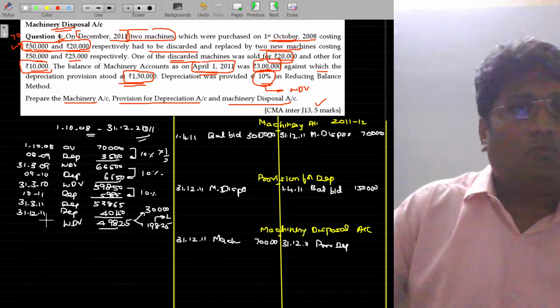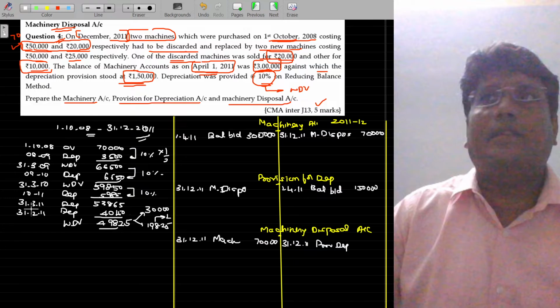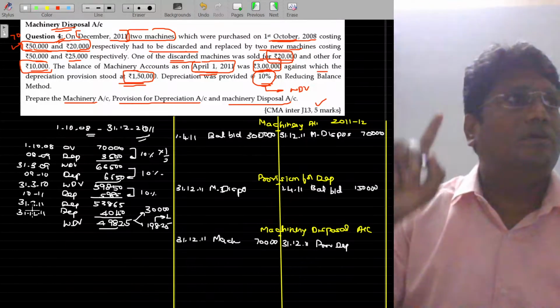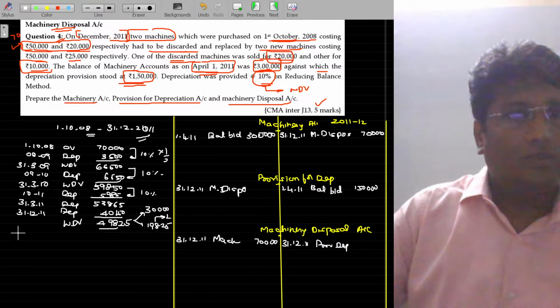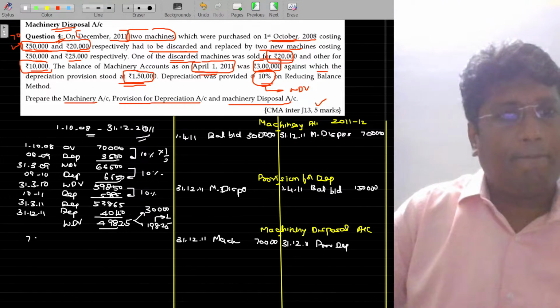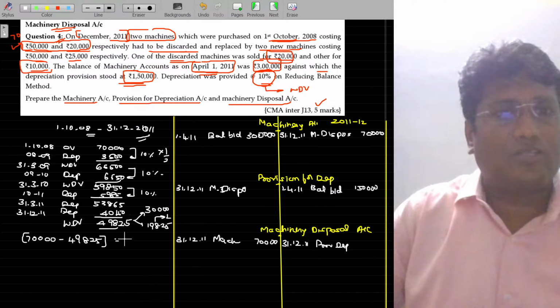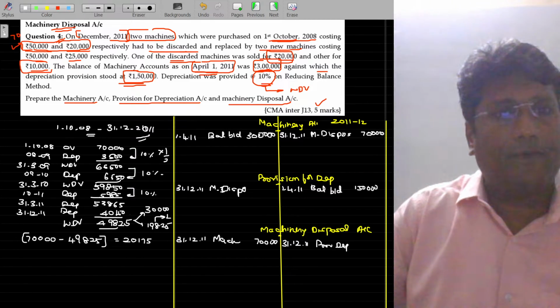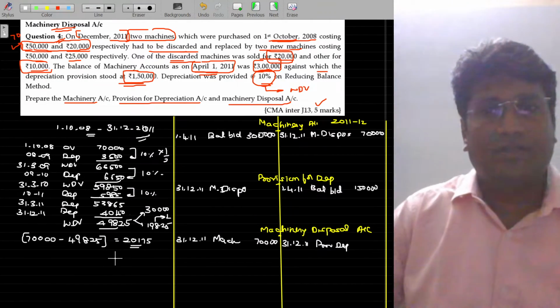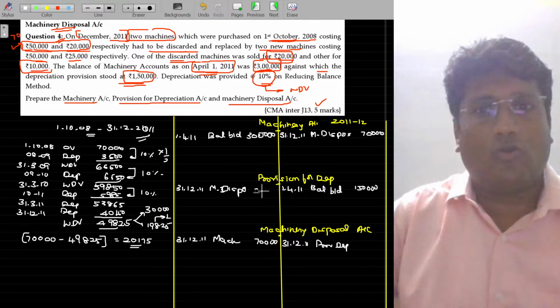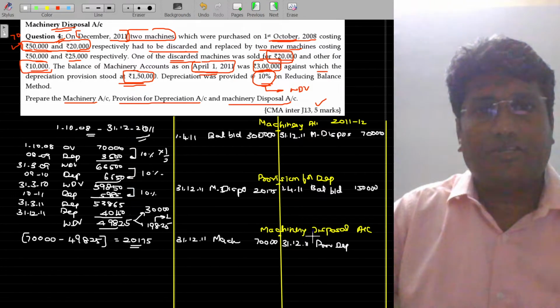Now, whenever we sell the asset, as on the date of sale, any accumulated depreciation on that will be transferable from the provision for depreciation to the machinery disposal account. The original value being 70,000, and as on the date of sale, the WDV of the asset being 49,825. The difference between these two is the accumulated depreciation of the asset sold, which is 20,175. Am I right? That 20,175 should be transferable from the provision for depreciation account to the machinery disposal account.